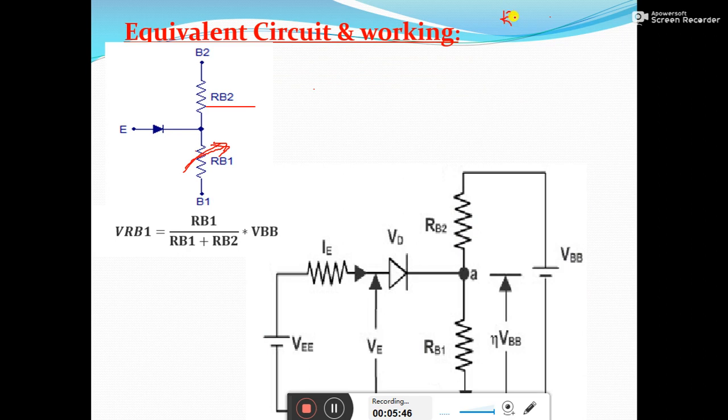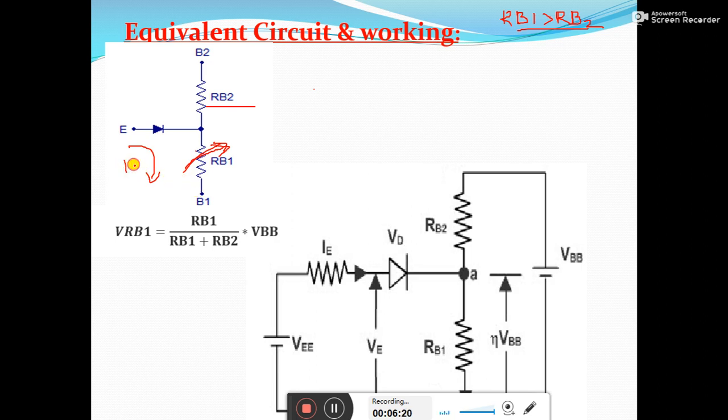RB1 will be greater than RB2 because of its length. Since the length of the resistor towards base 1 is high, that's why it is greater here. And RB1 is a variable resistor, because the resistance of RB1 varies according to the emitter current that flows from the emitter to base 1 terminals.